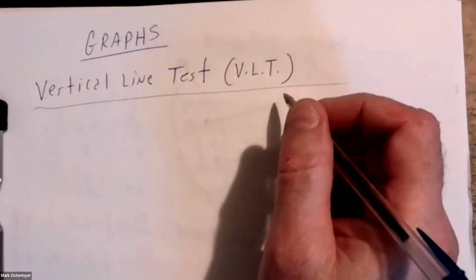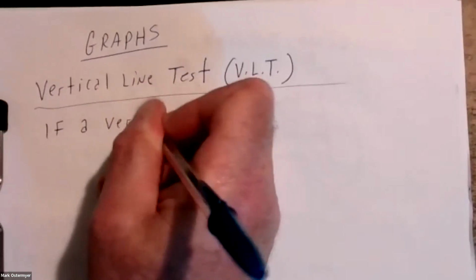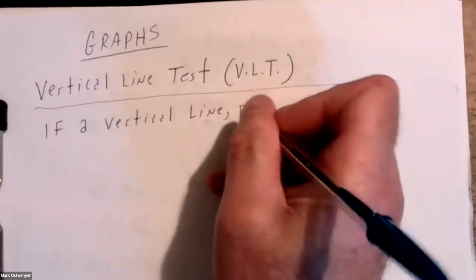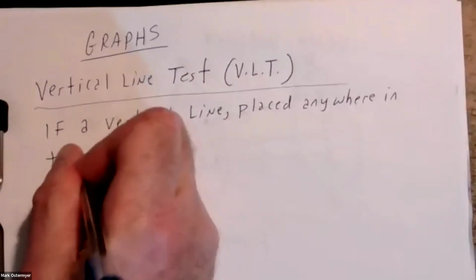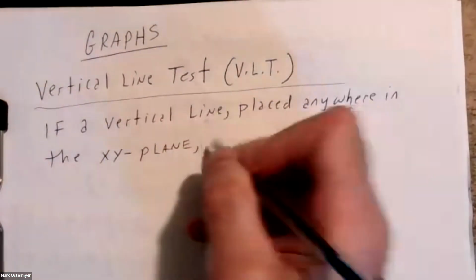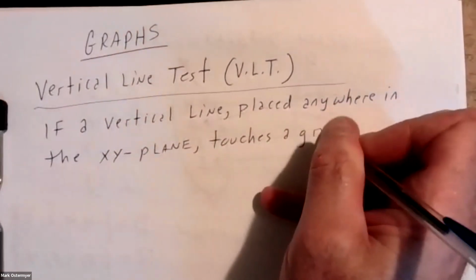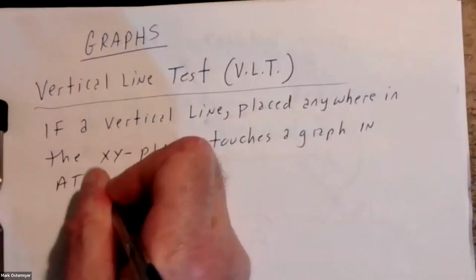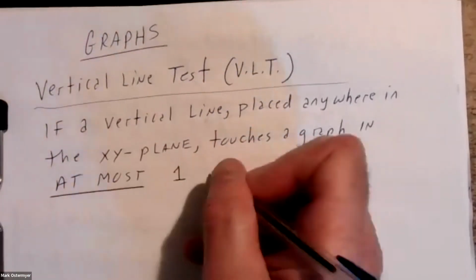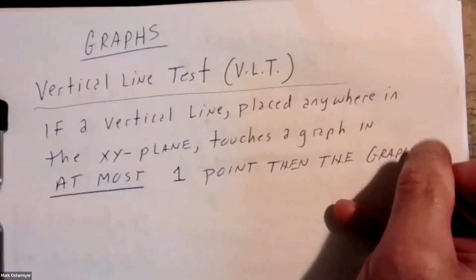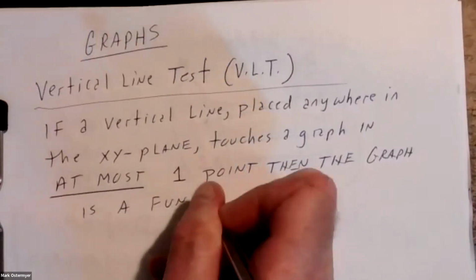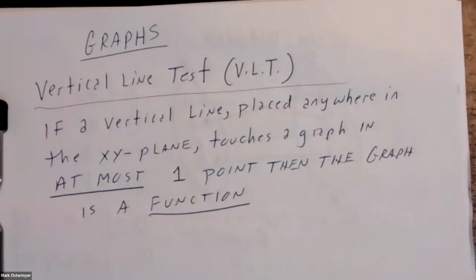And this is the way the vertical line test works. If a vertical line placed anywhere in the XY plane touches a graph in at most 1 point, then the graph is a function. That's called the vertical line test. So it can basically be administered to the graph of any relation, and just by subjecting the graph to this vertical line test, we can determine whether the relation is indeed a function or not.